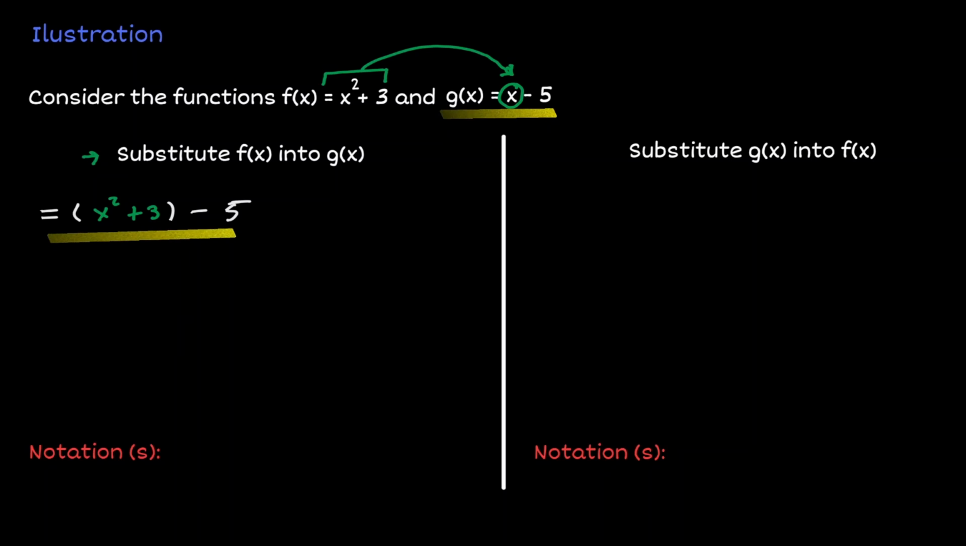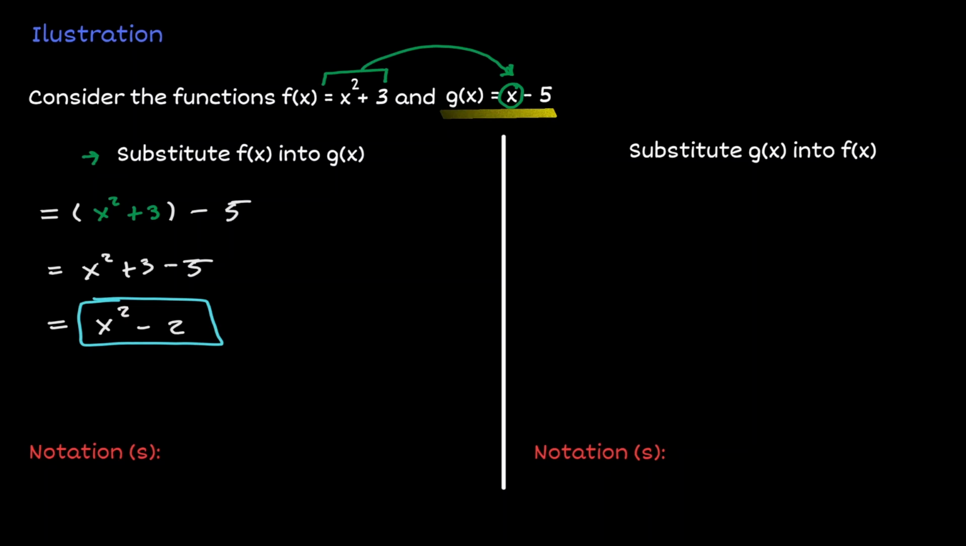Notice that this is the same function as g of x, but the only difference is that instead of writing the variable x, we are substituting the whole function f, which in this case is x squared plus 3. And now we can simplify this expression. We'll have x squared plus 3 minus 5, which gives us x squared minus 2. And what we have now here, this is the function that we can obtain when we substitute f of x into g of x.